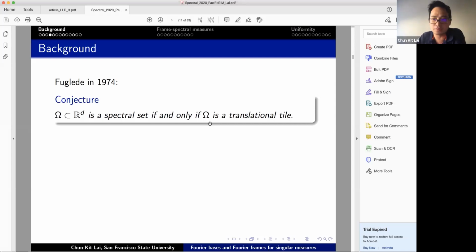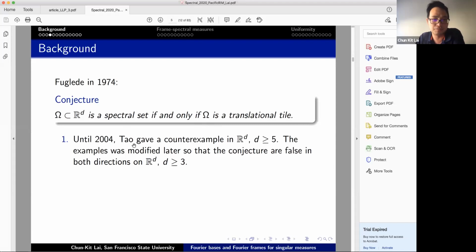This conjecture was well known before 2004. Everyone believed the conjecture was true, but in 2004, Terry Tao gave the first counterexample of this conjecture in dimension 5, which certified the death of this conjecture. Later on, this conjecture was modified by other people. The conjecture was not correct in dimension 3 or above in both directions. Up till today, this conjecture is still open in dimensions 1 and 2.